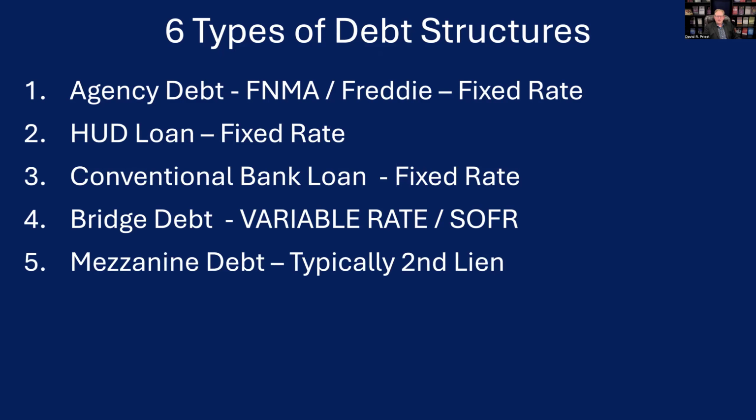Mezzanine debt. This is typically a second lien. It's something that's stacked on top of an agency or a HUD or a conventional bank loan. Typically, when you hear mezzanine, just think it's a second lien. They're borrowing more money, may have more leverage. Maybe they can't get all the debt in agency and they got someone that's willing to be in the second lien position.